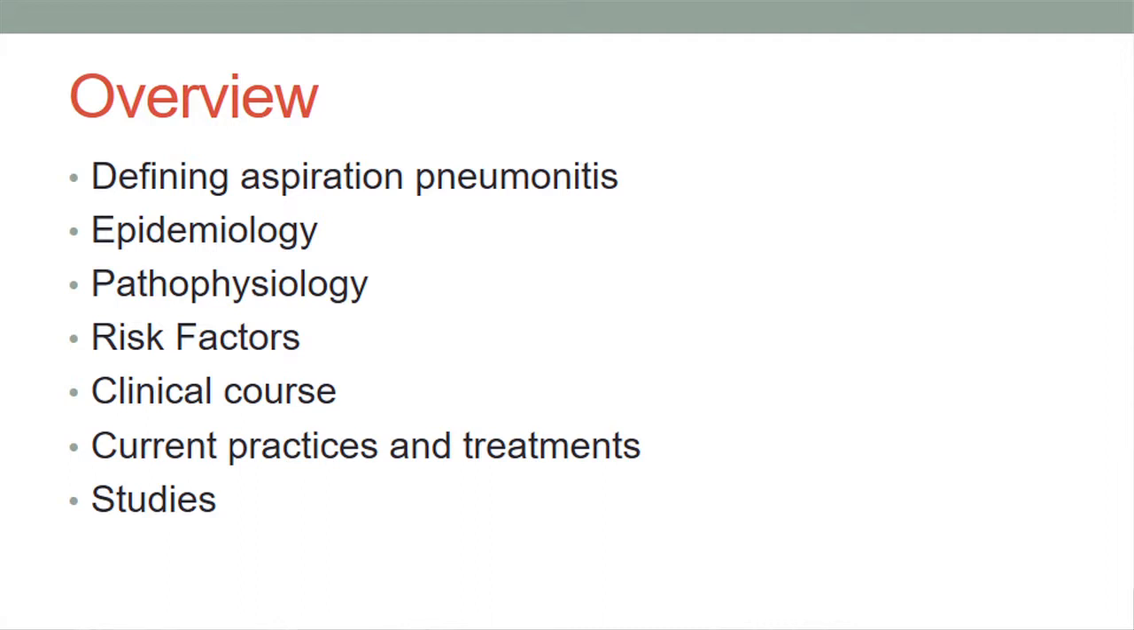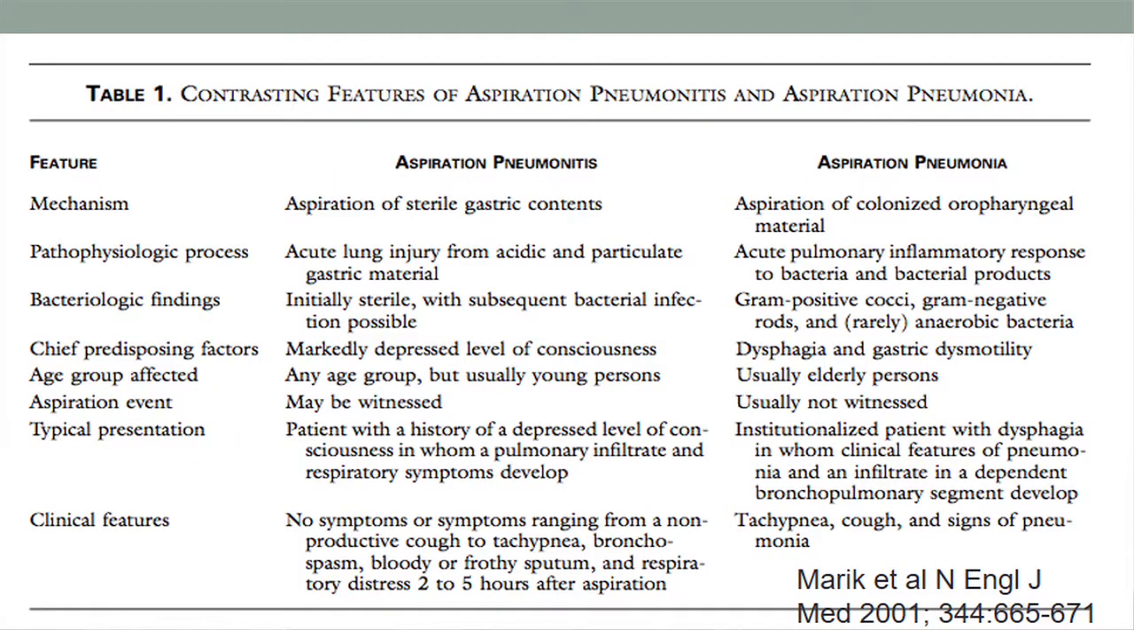So robust diagnostic data or criteria for aspiration pneumonitis versus pneumonia are very lacking. And pulmonary aspiration is one of the most important causes of in-hospital serious illness and deaths among hospitalized patients. And so here is a nice table that I found from an article published in New England Journal of Medicine in 2001 showing the contrasting features between aspiration pneumonitis and aspiration pneumonia.